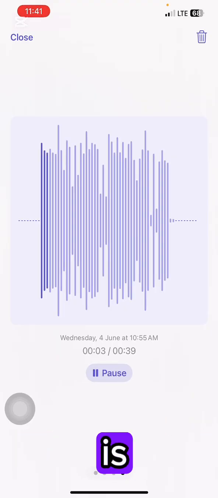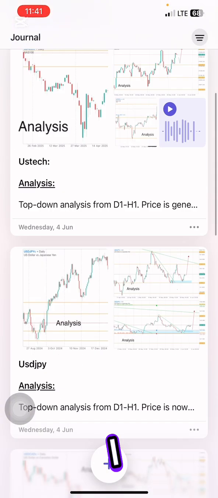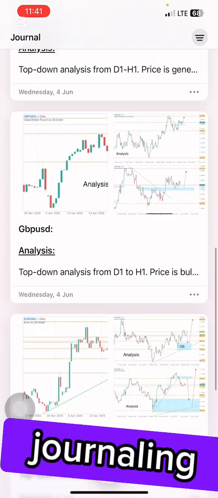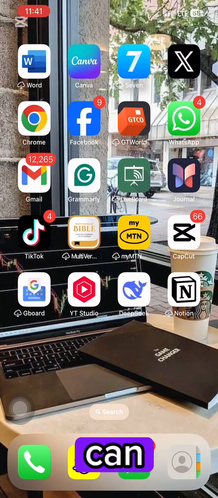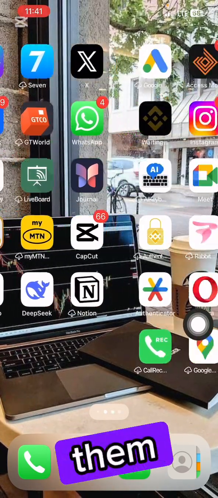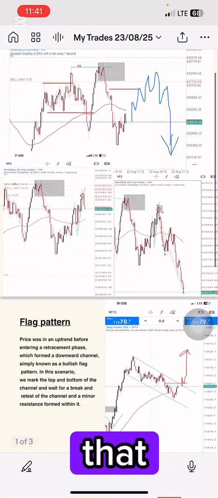Nasdaq, which is US Tech, is generally bullish from the. So I just put some comments so that I will know what I was thinking while taking that trade. That is the act of journaling. So these are the tools I use for journaling. You can see I have Notion here. This is Notion also. So I use all of them for my journaling. I can use any one, but I want to talk about these ones that are here.